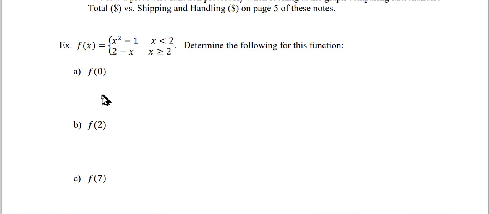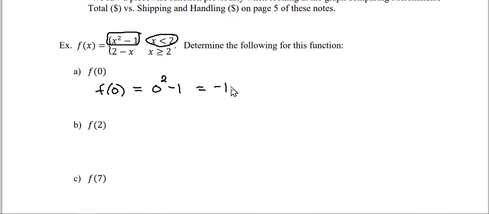Let's see how we evaluate this. f of 0. That's talking about my x value being 0. That fits in this category, right? x less than 2. That tells me I want to use this equation to evaluate that. And I plug in 0 into that equation because when x is 0, I am using that equation. So I need to use that equation and plug in 0.